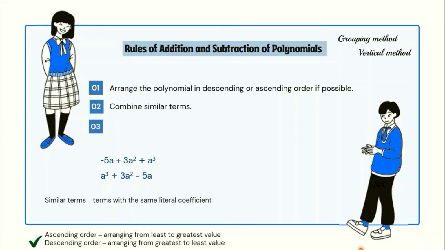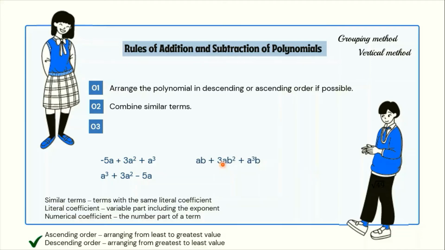Next step, combine similar terms. When we say similar terms, these are terms with the same literal coefficient. Let's have a review. Literal coefficient is the variable part including the exponent. Example dito sa term na 3a squared, a squared here is the literal coefficient. The numerical coefficient, on the other hand, is the number part of the term. So, dito sa 3a squared, kung ang a squared ay ang literal coefficient, ang numerical coefficient ay 3.